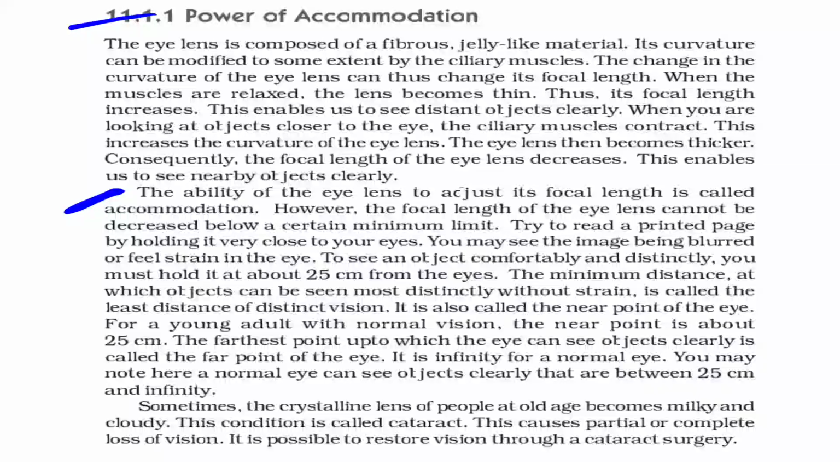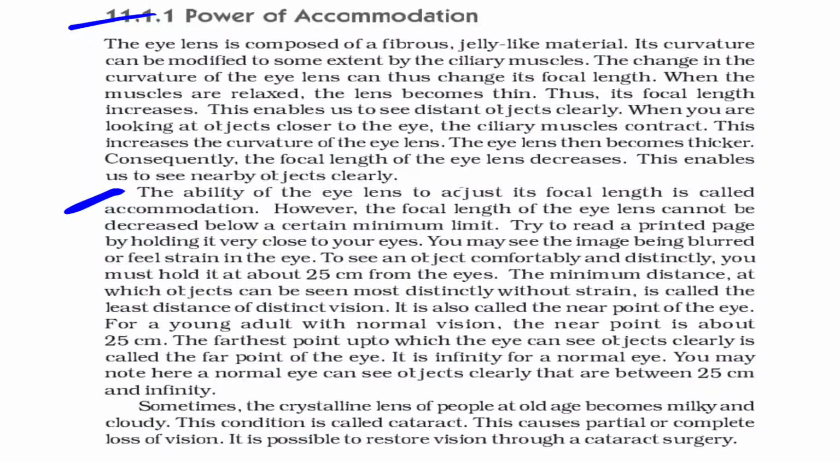Try to read a printed page by holding it very close to your eyes. You may see the image blurred and feel strain in the eyes. To see an object comfortably and distinctly, you must hold it at about 25 centimeter from the eyes. The minimum distance at which an object can be seen most distinctly without strain is called the least distance of distinct vision. It is also called the near point of the eye.